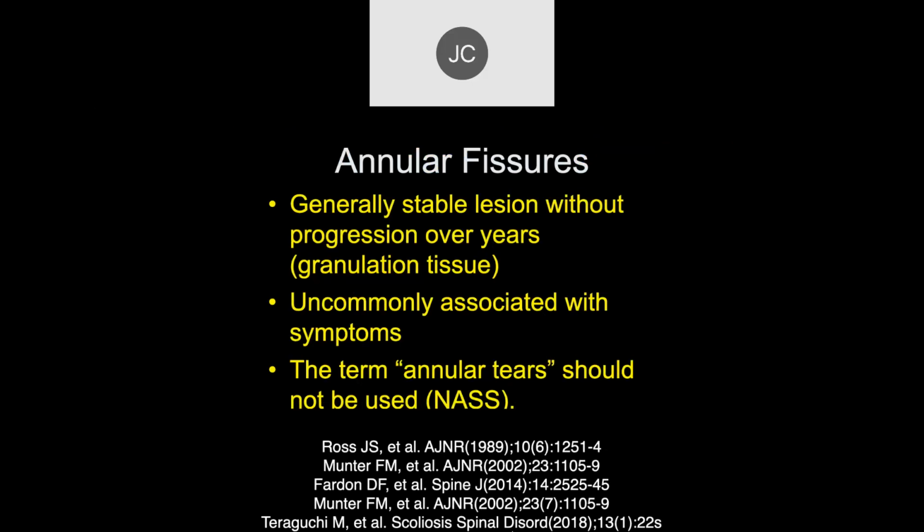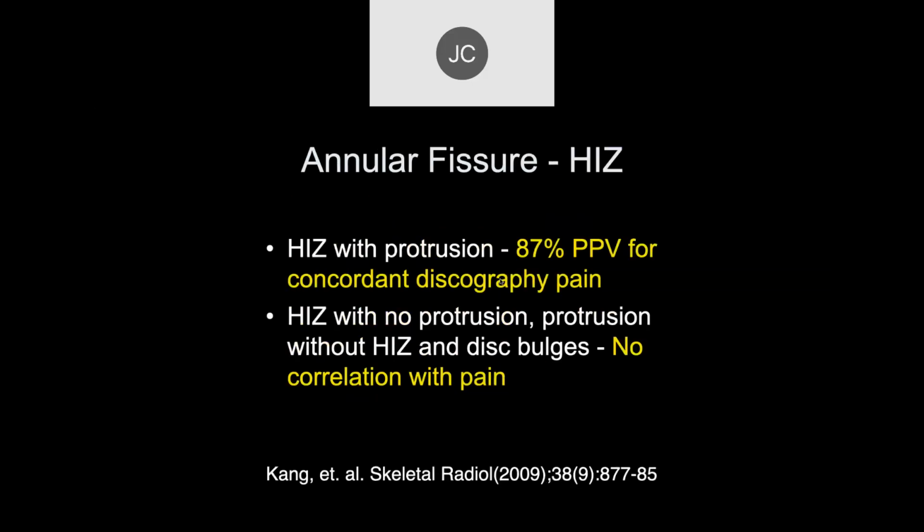Okay, so what do we know about annular fissures? There have been a lot of papers that have looked at annular fissures. Generally, they're stable lesions without progression over years. The vast majority in the literature really haven't changed when they've been followed over years. They're uncommonly associated with symptoms, and the term annular tears shouldn't be used. There is one paper that I'll show here in a minute, which suggests that annular tears in the setting of a focal protrusion may be associated with symptoms, but that's just one paper out of South Korea.